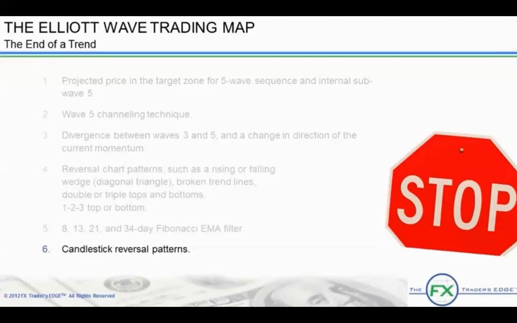When you see at least 3 to 4 out of 6 of these trend-ending confirmations on the chart, you can assume that we have completed a 5-wave sequence and that a new 5-wave sequence is about to begin. So now that we have found the end of the trend, which starts us at point zero again, we are ready to begin with our Elliott Wave trading map.